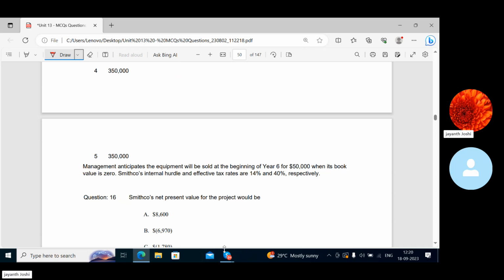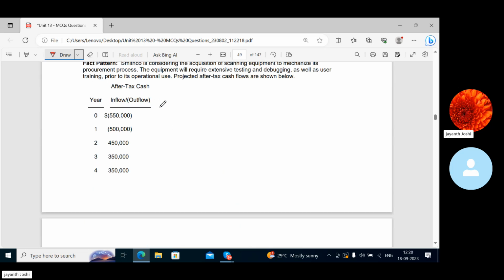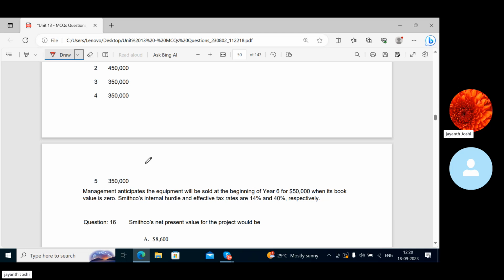See, they're asking you to find out the NPV, right? So you have all the cash flows. This is the outflow. So you have to take the discount factors. What is the discount factor here? Management anticipates that the equipment will be sold at the beginning of year 6 for this much when its book value is 0. IRR and effective tax rates are given to you. So what will be your discount factor?